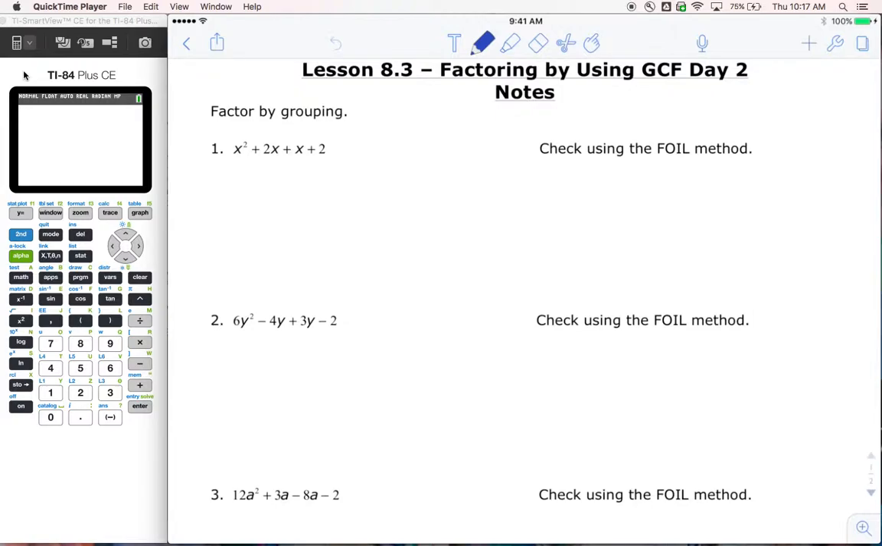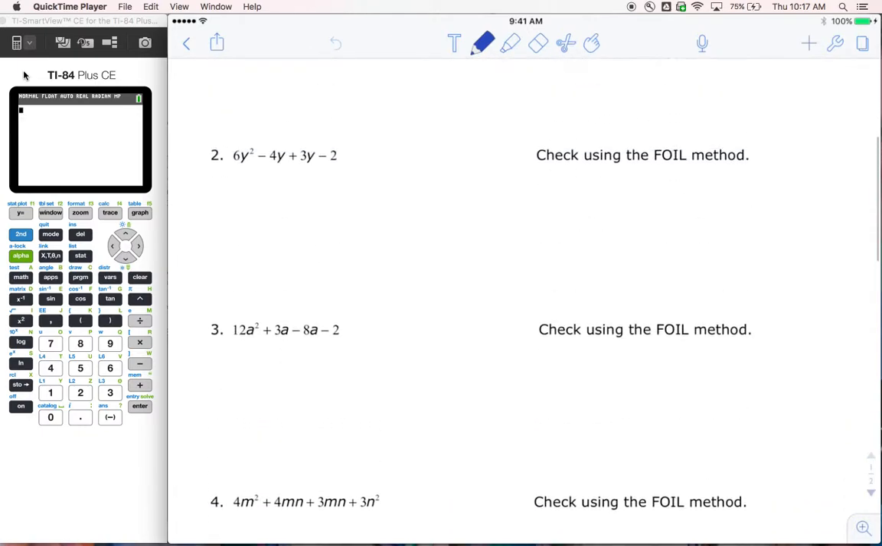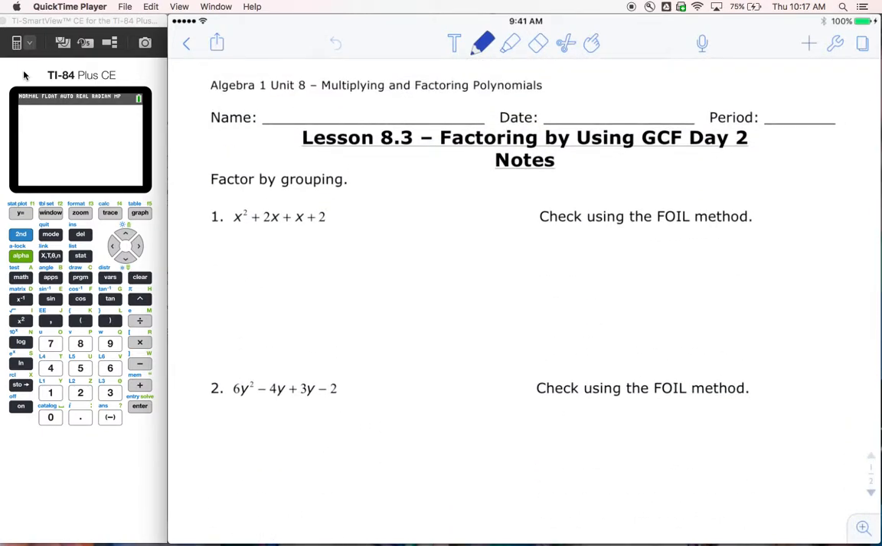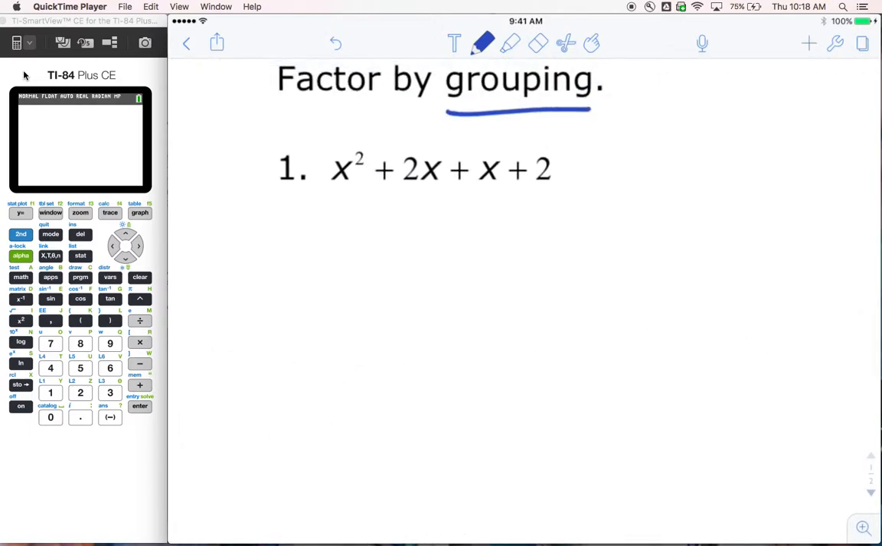All right, lesson 8.3. We're going to be factoring today using greatest common factors like we did yesterday. They do look a little bit different today. So today we have 4 terms in each of these examples, and we're going to be factoring out the GCF, but we're going to be grouping first. So keyword for today, today's different from yesterday because we're going to start with grouping. Let's take a look at problem number 1.